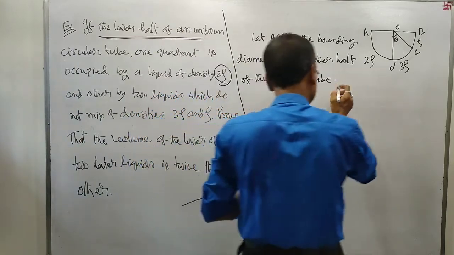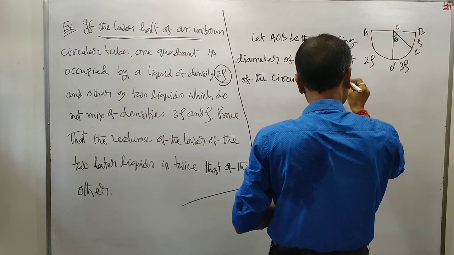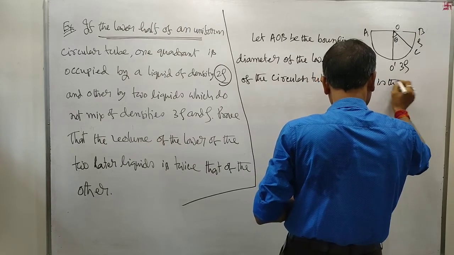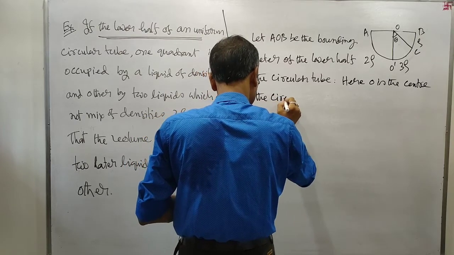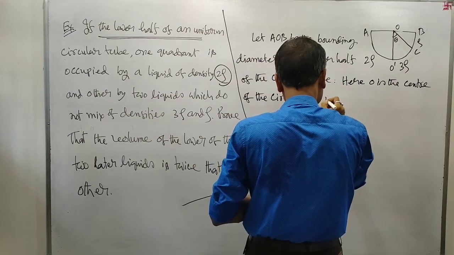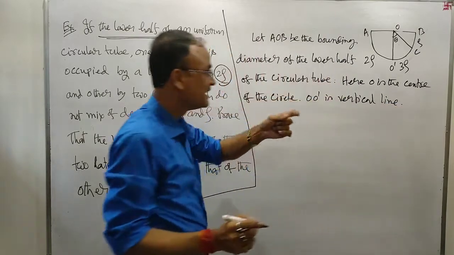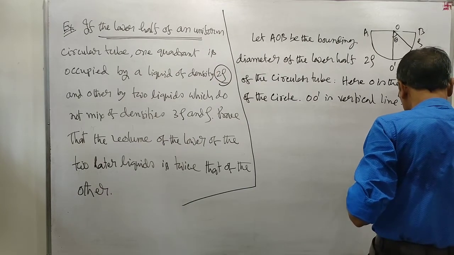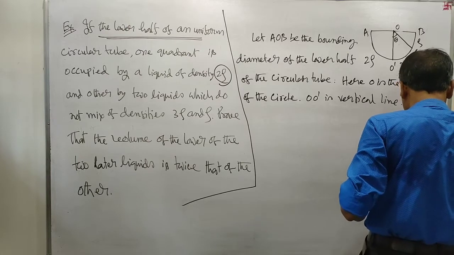Let the quadrant. O is the center of the circle. Here O is the center of the circle. O dash is vertical. The quadrant actually is like this.